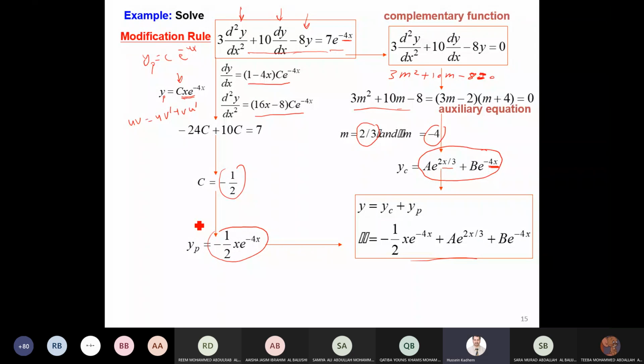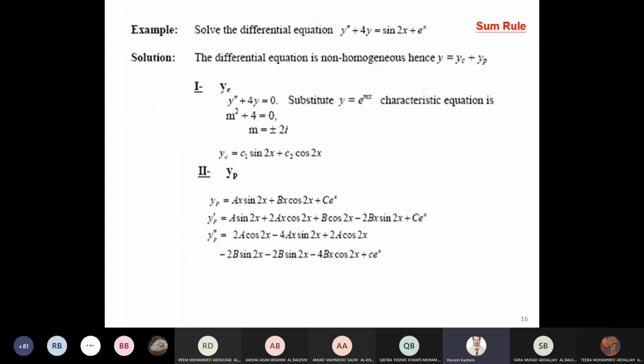Now I'm explaining the methods here, but at the end we will solve one problem together. Have a look. The last rule, the modification rule, we completed. Let's go for the sum rule. The sum rule applies when the function on the right-hand side contains more than one function. As an example, here a sine function, here an exponential function. Now let me solve it.